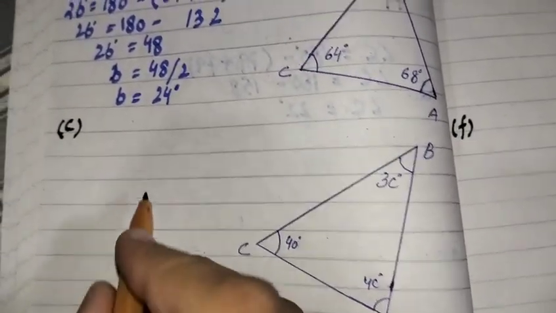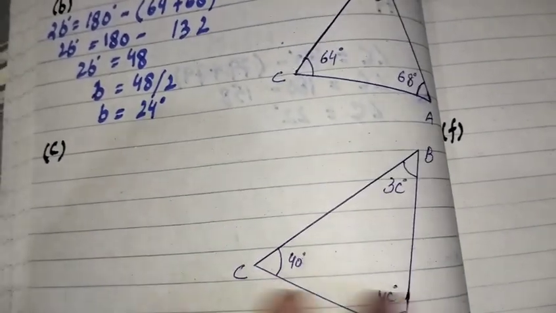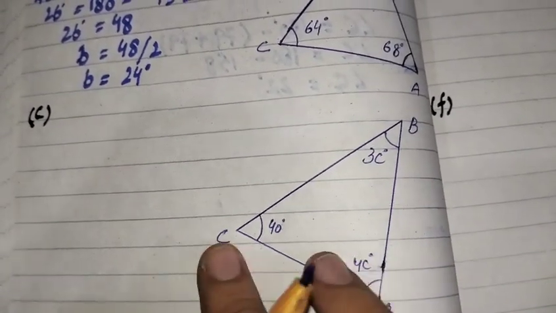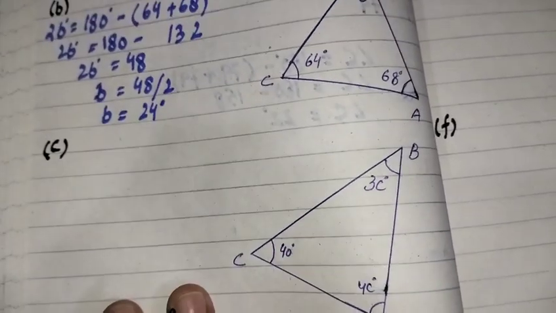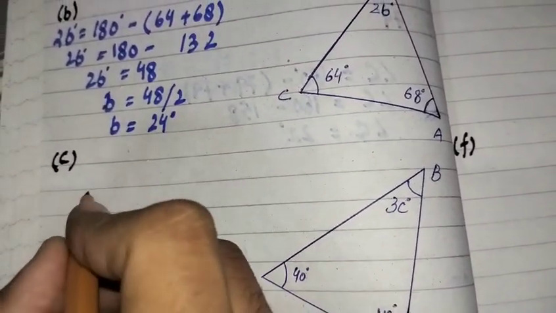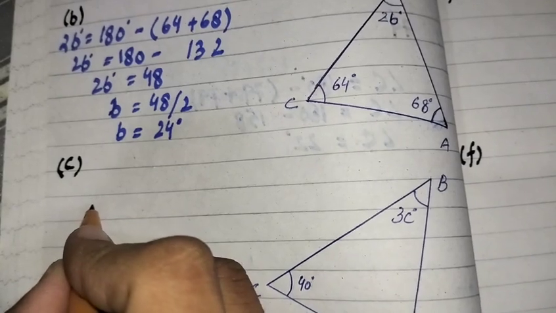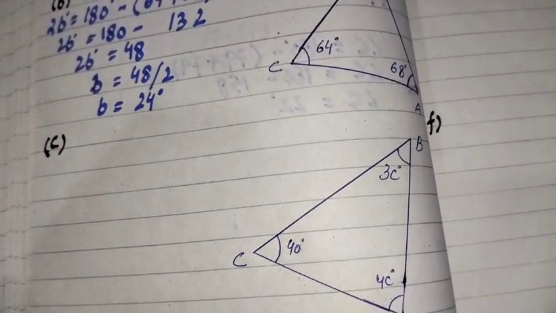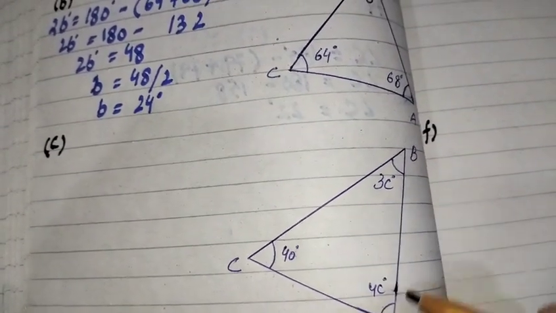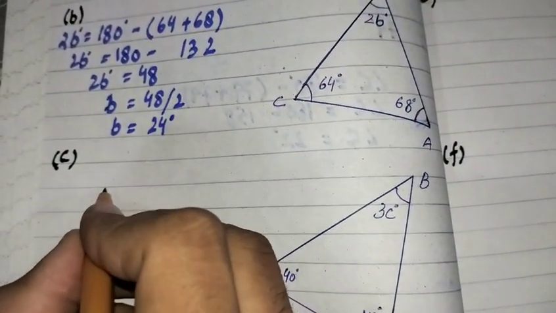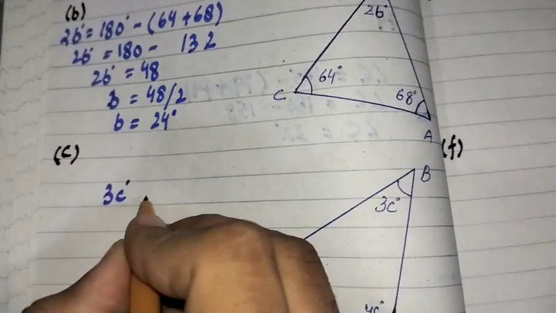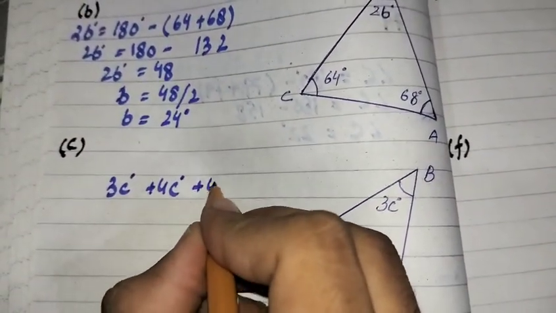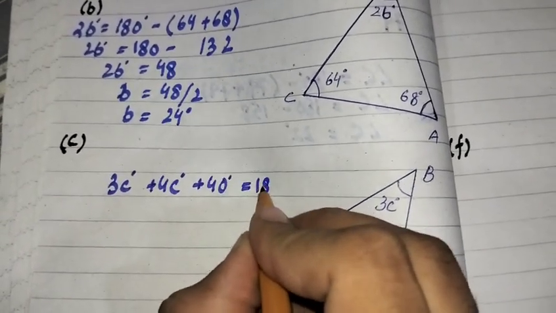So here we have the third part. We have a triangle with three angles: one of 3C, one of 4C and one of 40 degrees. We have to find C. In this triangle, as we know, the sum of three angles is 180 degrees. So C is coming in two angles, so we write it like this: the sum of 3C, 4C and 40 degrees will make 180 degrees.